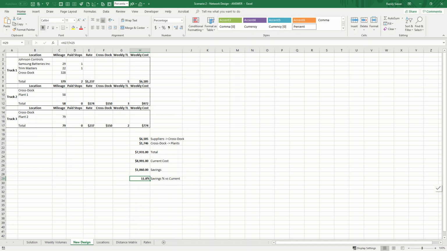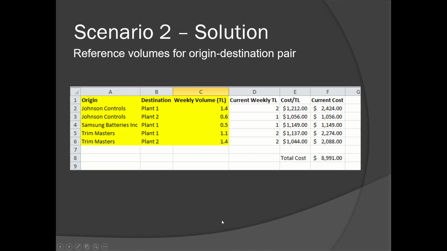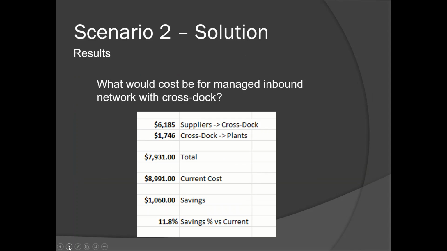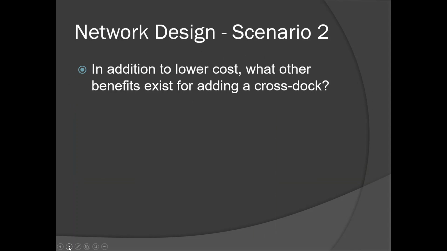In this example, about a 12% savings. Again, I'll upload this file as well, so you can reference it. So we just covered those. So back to Q&A here.